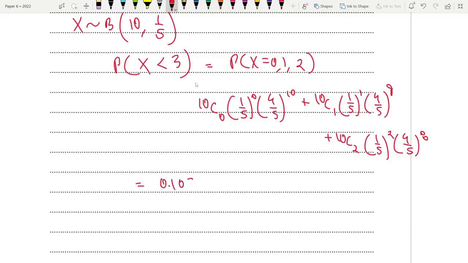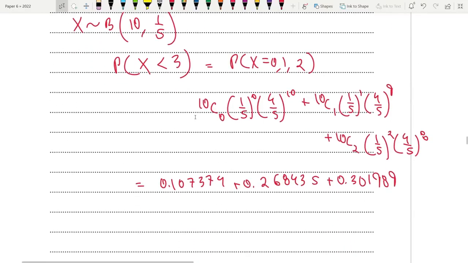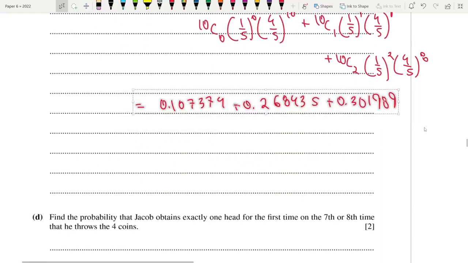So 0.107374 plus 0.268435 and 0.301989. I didn't do it during my exam. I still got full marks, but recently this has an A1 mark, so make sure you write this as an individual step. So the final answer to 3SF is 0.678. Okay, hopefully I could clarify.